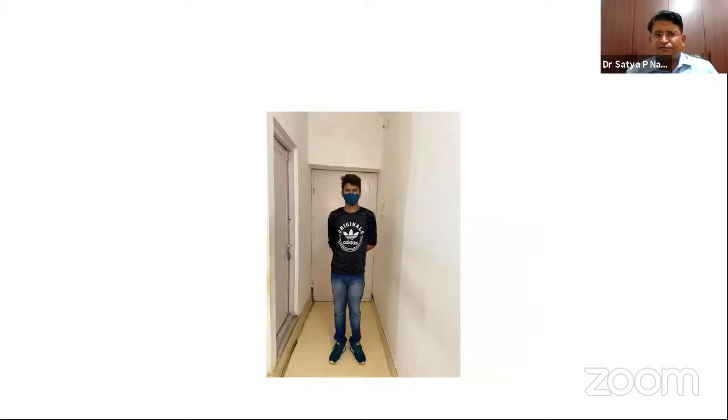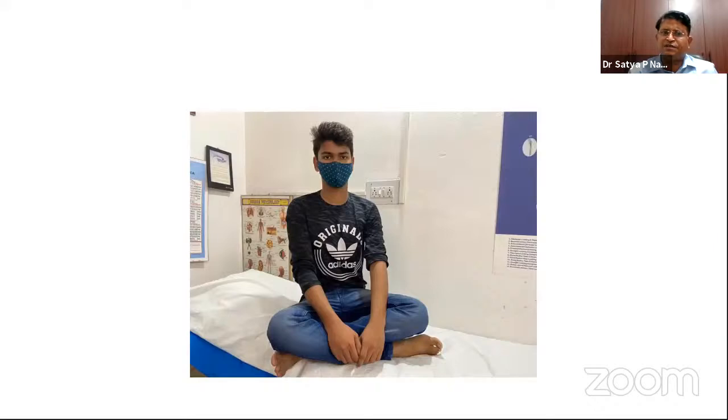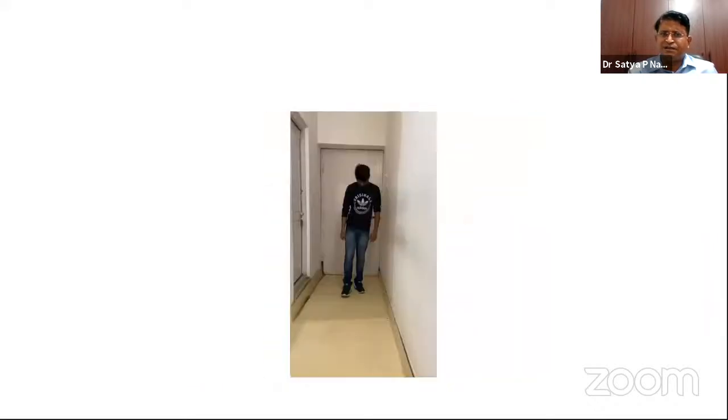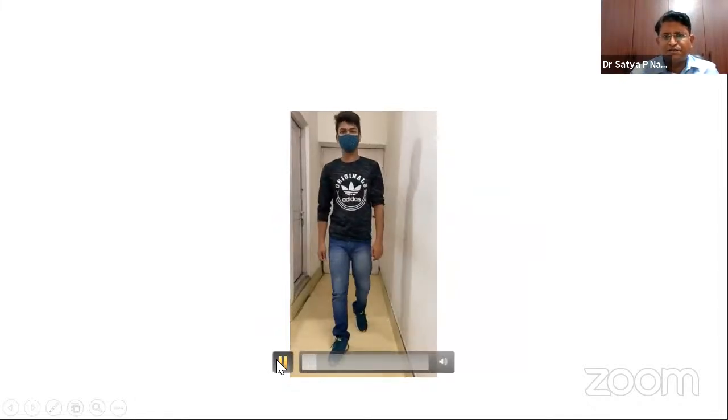And this is the clinical photo of that fellow. Now he is 16, 3 years after injury, sitting comfortably. This is a video, probably it will show him walking. This fellow is walking.